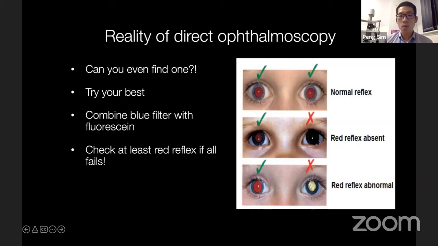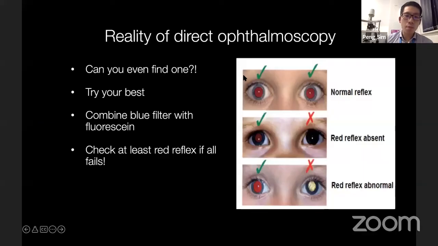When you see an abnormal red reflex, it tells you that there is some sort of opacity of the ocular media. It can be the cornea at the very front, the lens in the middle, or the retina or vitreous at the back. Typically, things like cataract, vitreous hemorrhage, and retinal detachment can cause an abnormal red reflex. If you see that, then you know there is likely a problem that needs to be dealt with by ophthalmology.